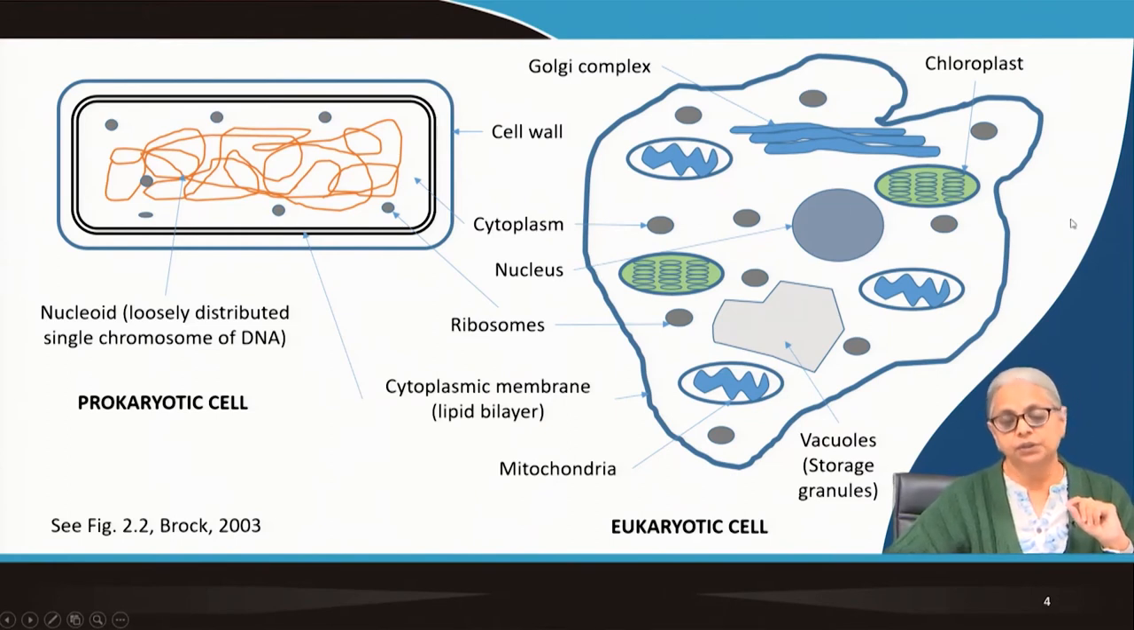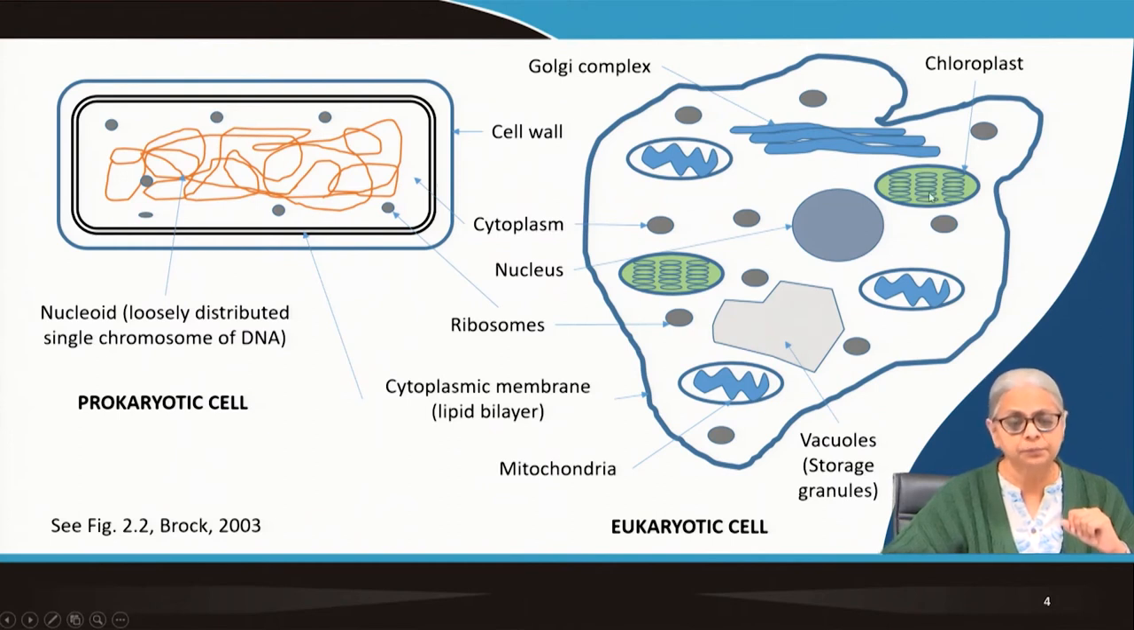Look at the eukaryotic cell, on the other hand. It may or may not have a cell wall. For example, plant cells have a cell wall. Animal cells may or may not have a cell wall. They are all defined by a well-defined nucleus. So this nucleus is where the DNA of the eukaryotes is placed. This is all very compactly folded, and it's all enclosed by the nuclear membrane.